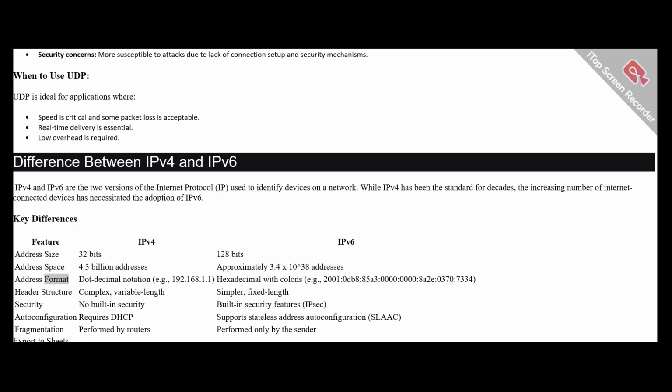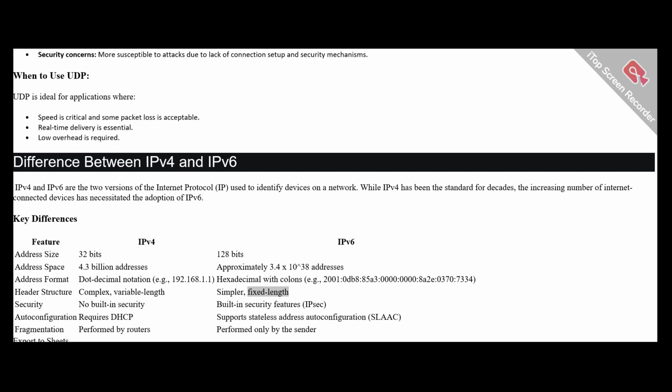Address format: IPv4 uses dot-decimal notation, for example 192.168.1.1. IPv6 uses hexadecimal with colons, for example 2001:0DB8:0000:0000:0000:8A2E:0370:7334. Header structure: IPv4 is complex, with variable length.